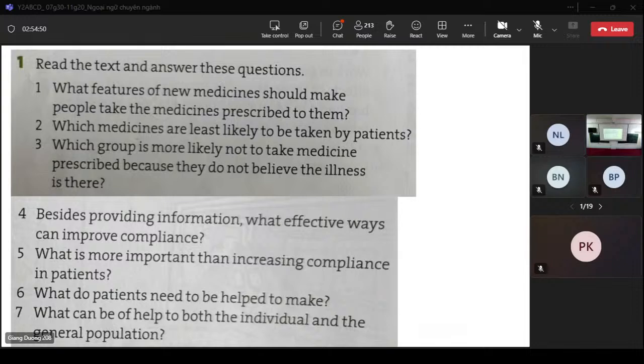Done everyone? Xong chưa? Làm xong chưa?